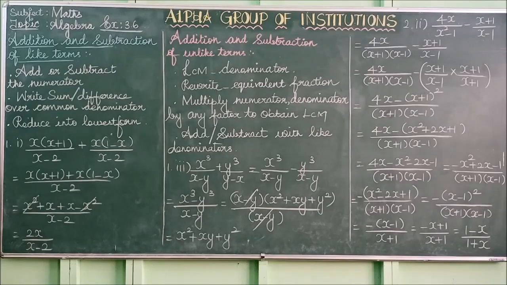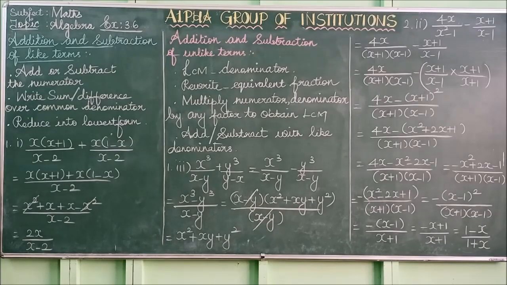The product of the numerators means P of x into R of x, divided by Q of x into S of x. So in other words, how can we say this? The product of two rational expressions is the product of their numerators divided by the product of their denominators, and the resulting expression is then reduced to its lowest form.